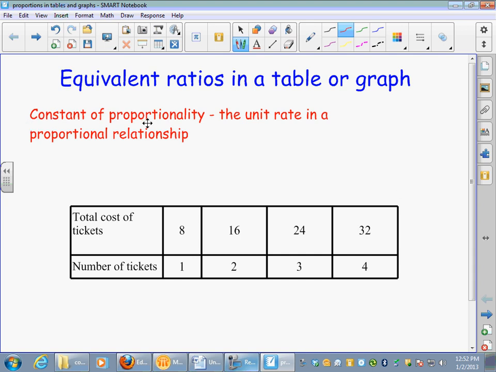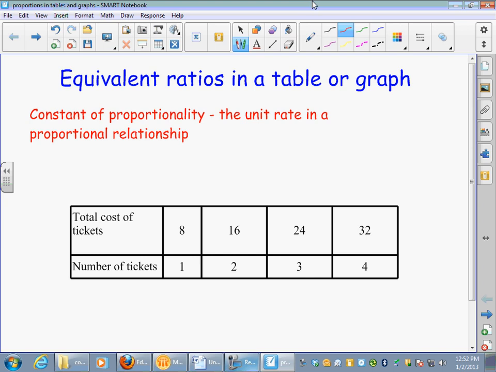What is constant of proportionality? That means if two ratios are in proportion, the unit rate is the constant of proportionality. So the unit rate in a proportional relationship. First you've got to make sure they do make a proportion, then find out what the unit rate is. That's your constant of proportionality. And as we do a couple examples here, that'll make more sense.